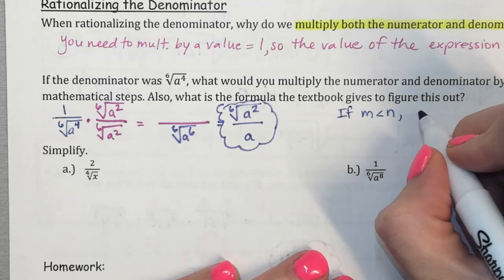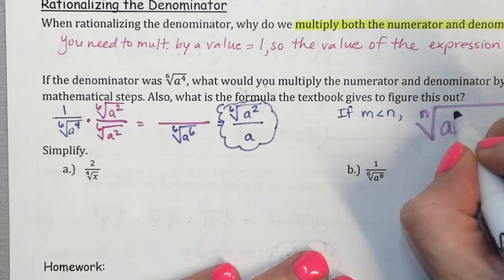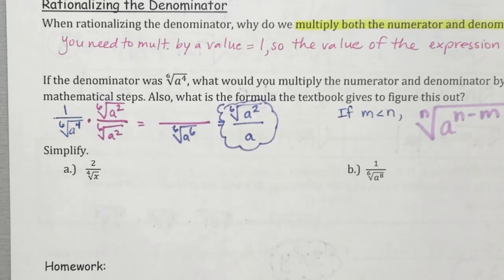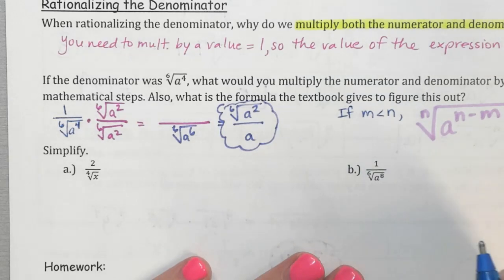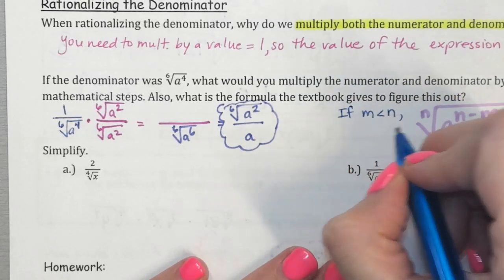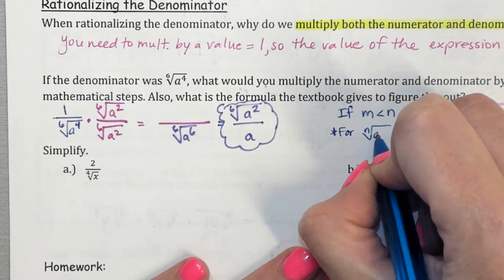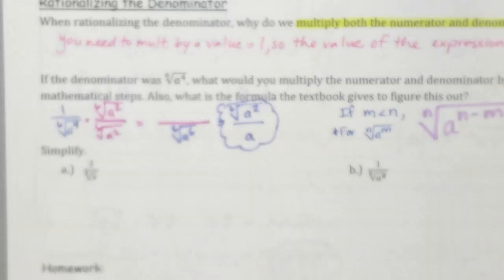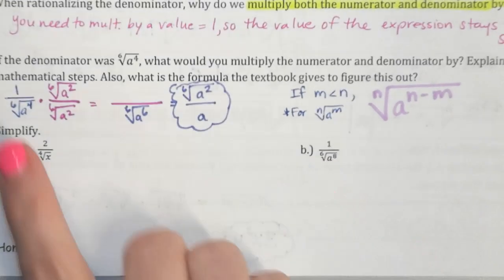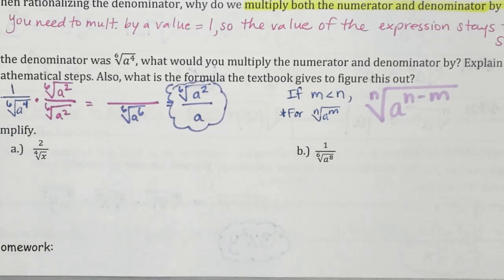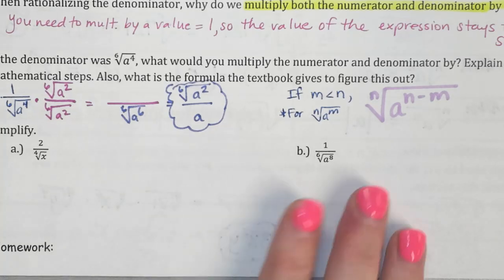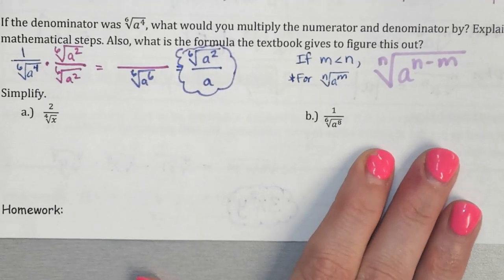Okay, so your formula would be the nth root of a to the n minus m. Okay, and this formula would be used for a to the m power. All right, so if you were given like this, you have the 6th root of a to the 4th, okay? In this case, 4 is less than 6, 6 minus 4 is 2, that's how we know what we can multiply by. All right, so based on that, will you guys go ahead and do A and B?